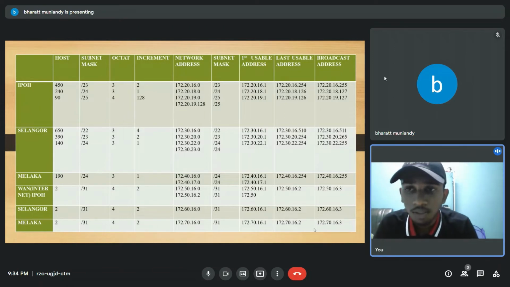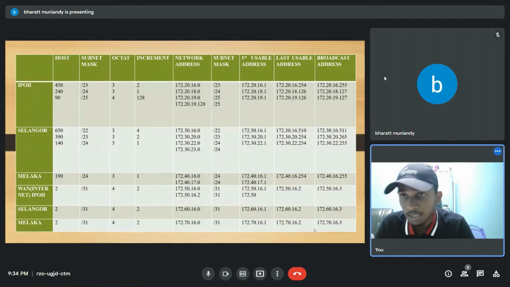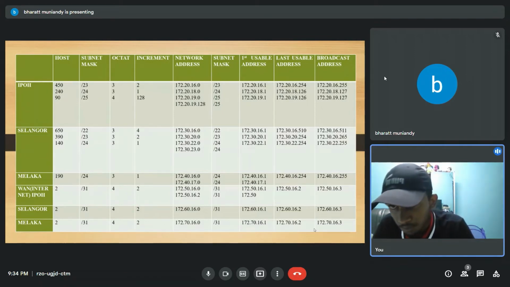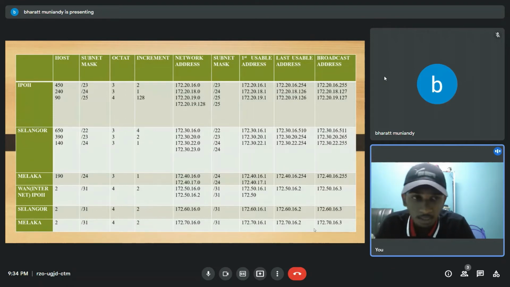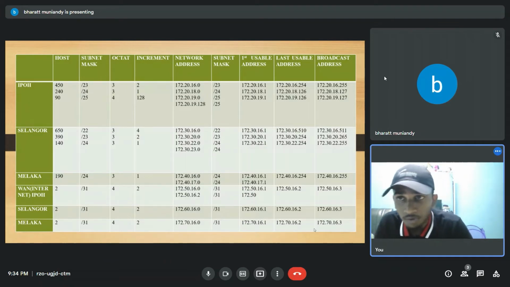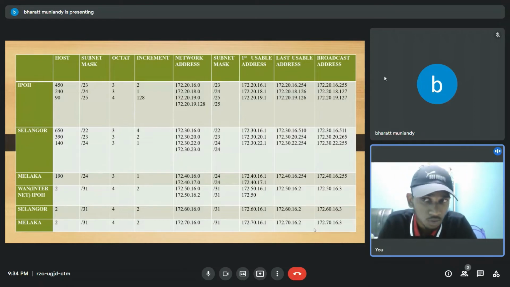For Selangor, the hosts are 650, 390 and 140. The subnet mask for 650 is 22, the subnet mask for 390 will be 23, and for the host 140 the subnet mask will be 24. All these values are at octet 3. The increment for 650 is 4. For the host 390 the increment is 2, and for the host 140 the increment is 1.